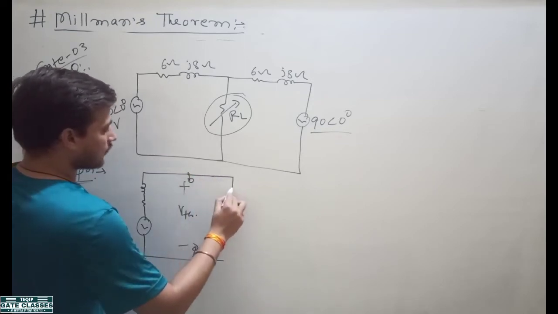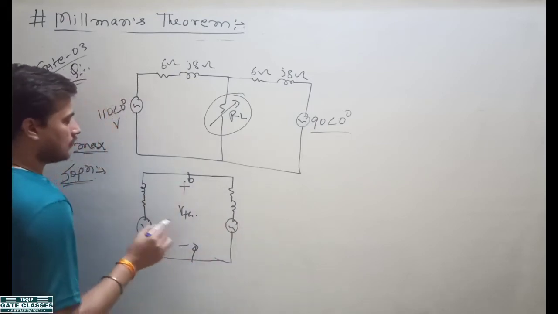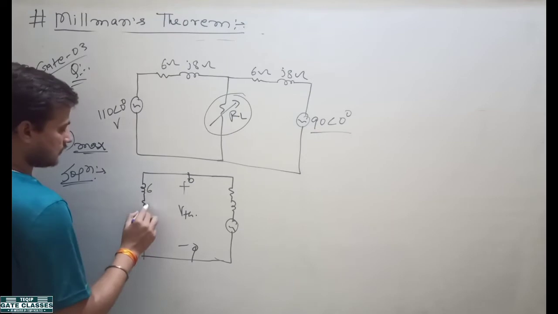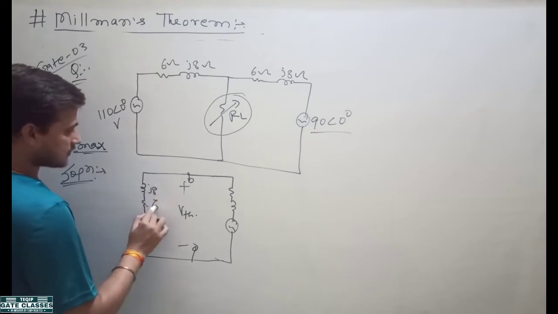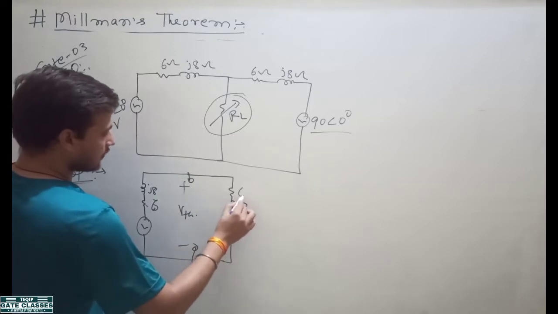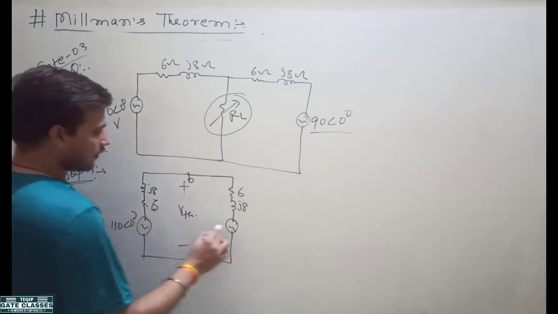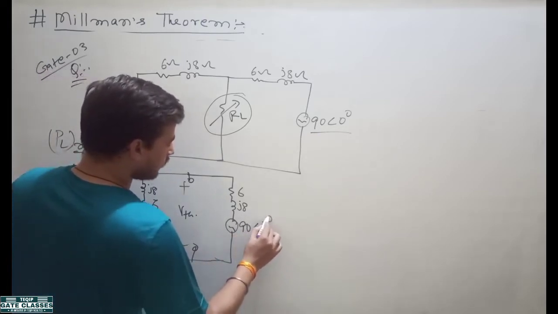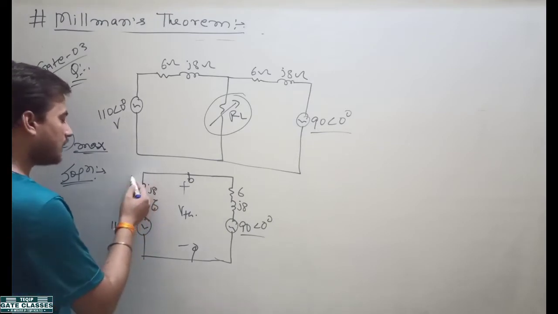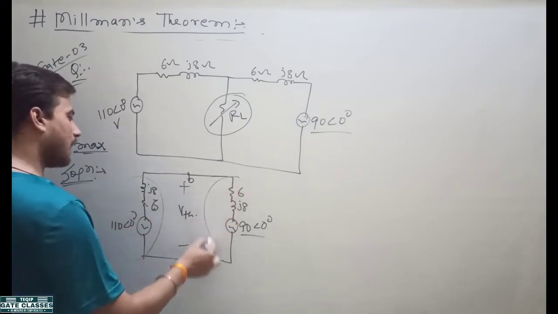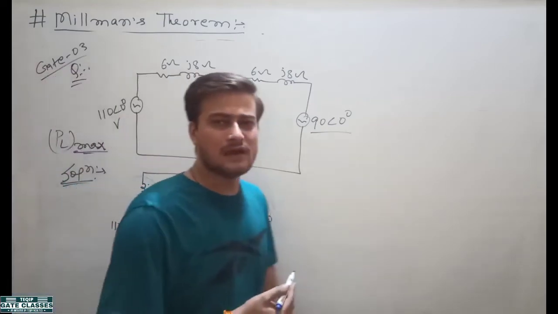Next, you have the circuit like this one. Clear? This is 6, J8 and 6. Similarly, J8 and 6. It is 110 at the angle 0 degree. Here 90 at the angle 0 degree. You have to find Thevenin's voltage. Again here you see that two practical sources are connected in parallel. You can directly apply Millman's theorem.